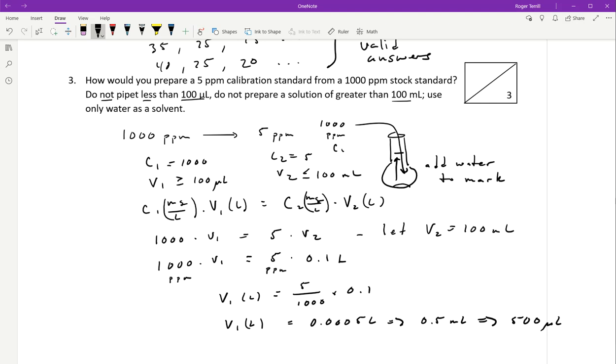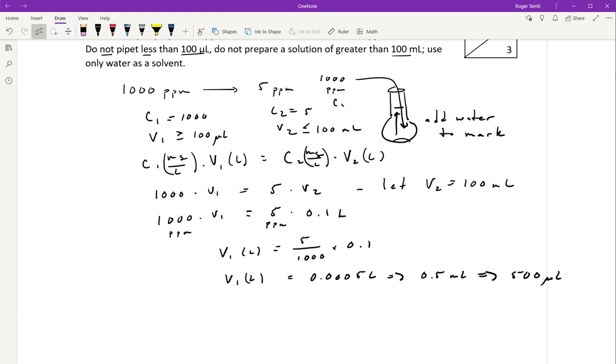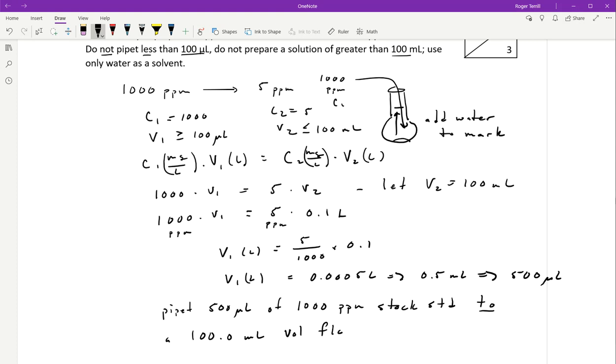So the answer here is: pipette 500 microliters of 1000 ppm stock standard into a 100 milliliter volumetric flask and dilute.